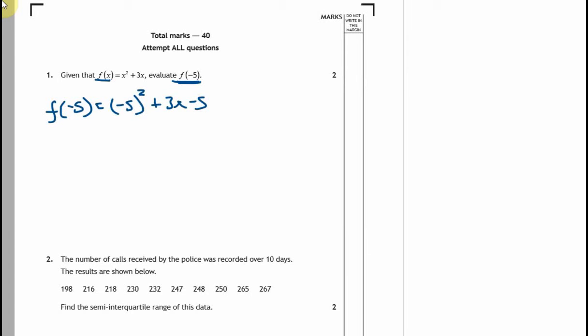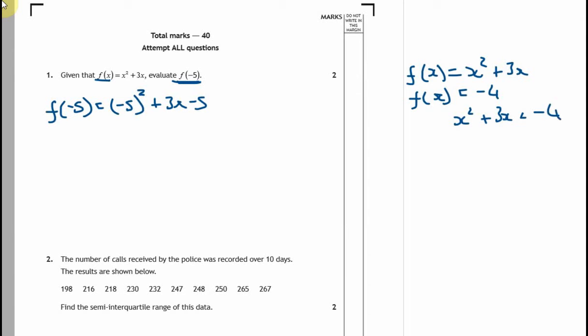Easy. Now what it can sometimes say, and I'll just do this over the side of the page, it can maybe say f of x, let's think, is equal to x squared plus 3x. Evaluate when f of x is equal to minus 4. Okay. And what that's trying to say is, well, put the equation equal to that. So x squared plus 3x is equal to minus 4. Okay, it'd be trying to get you to actually work it out.